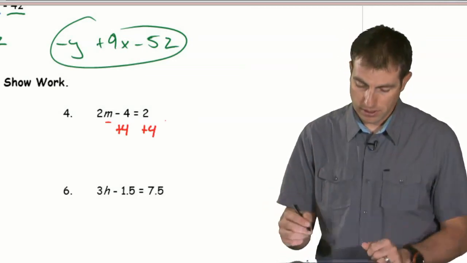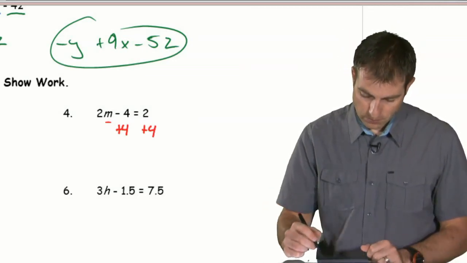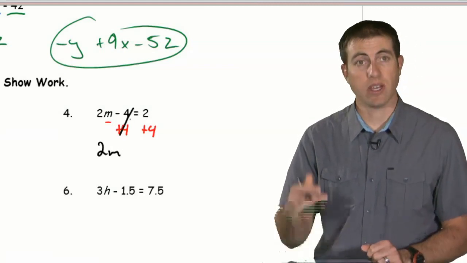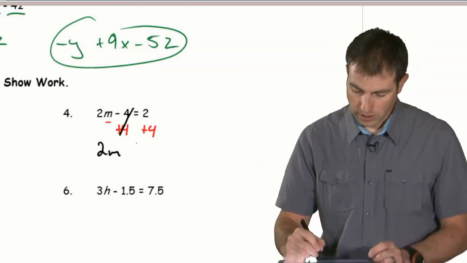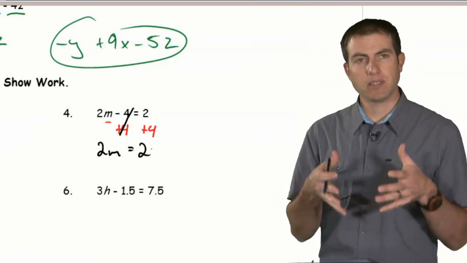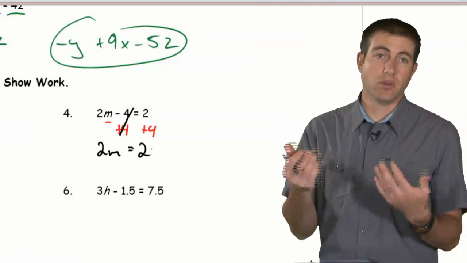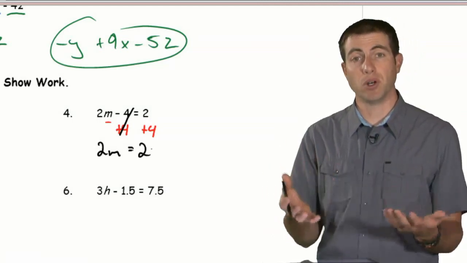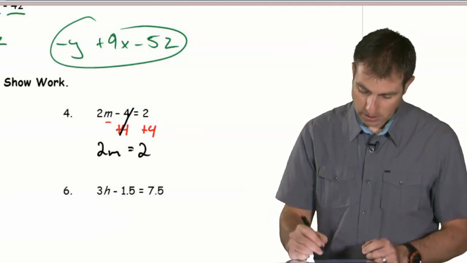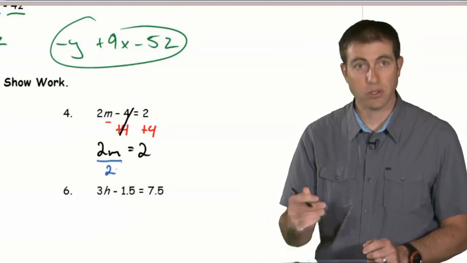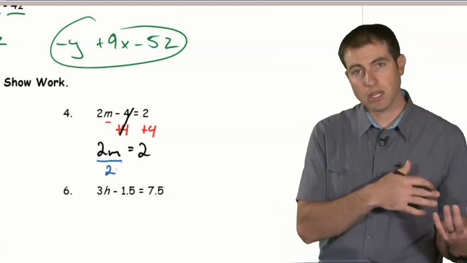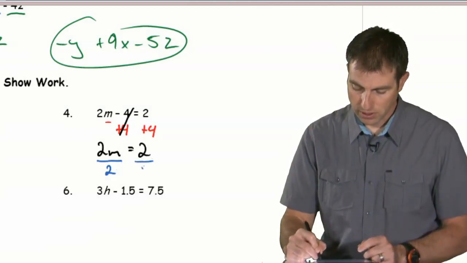We need that balance. So I'm going to end up with 2m. The 4's are going to cancel because plus 4 minus 4 gives me 0. And that's going to equal 2. Now the m has been isolated, but I still have this 2 in front of it. And you'll remember that if you have 2 in front of a variable, you're doing multiplication. So the opposite of multiplication is division. So I'm going to divide this side by 2, because 2 divided by 2 will give me 1. The 2's will disappear. If I divide one side by 2, I must do the same thing to the other side.